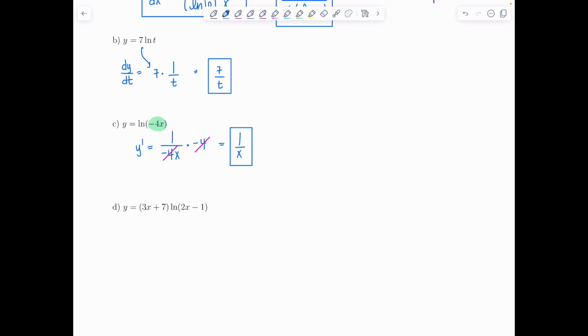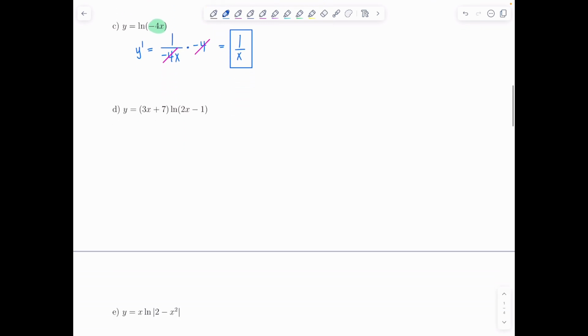Wow, wow, wow. Okay, now let's try one where we do actually have to do the product rule. They're getting spicier. Hang on. So here we have y equals 3x plus 7 times ln of 2x minus 1. So product rule is required because here we have a function of x times another function of x, and we want to take the derivative of this product.